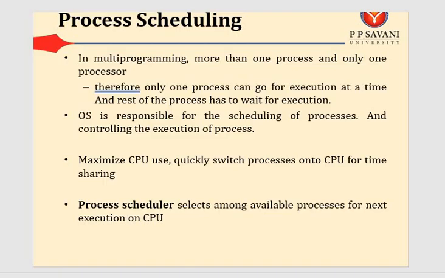For that it requires the use of the CPU, that is, to quickly switch a process onto the CPU for time sharing. So the process scheduler selects among various processes for the next execution on the CPU. That means whenever more than one process is ready for execution, a scheduler selects any one process for execution. That is known as process scheduling.